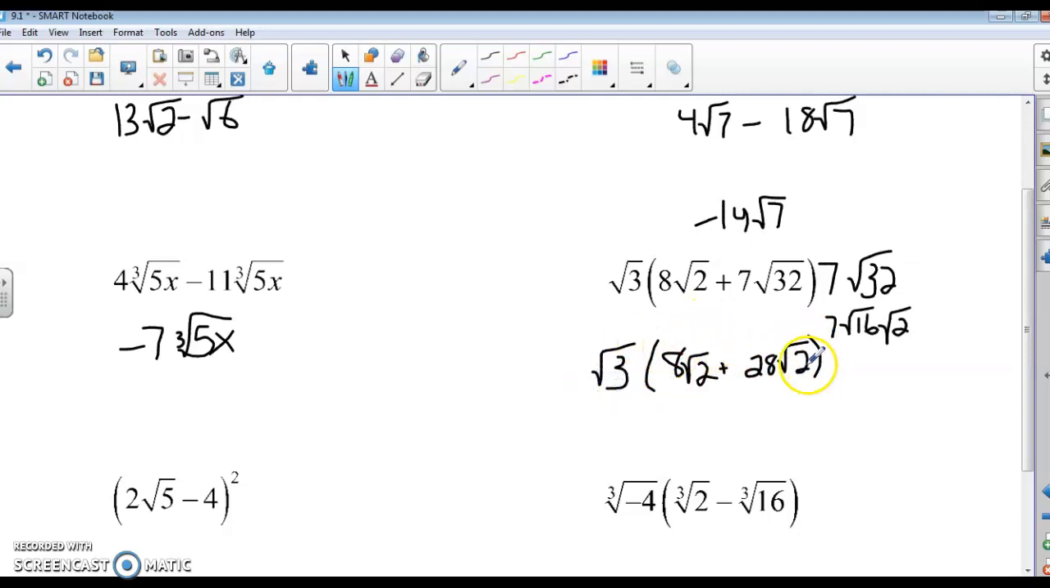So now we can distribute it. We can combine it first, whatever we want to do. Let's just combine it first. So then we'd have the square root of 3 times 36 root 2. And then 3 times 2 is 6. So that will give us 36 root 6.